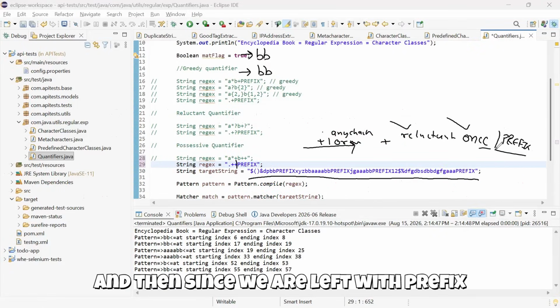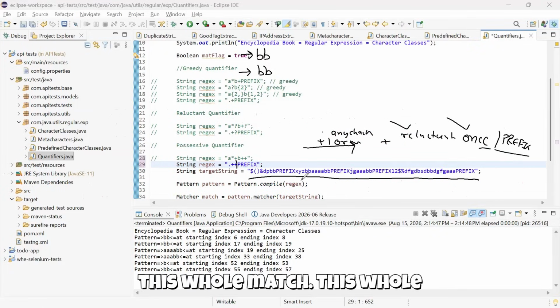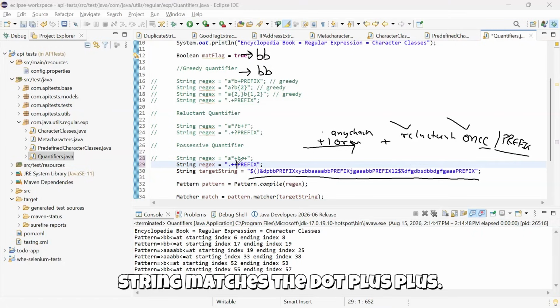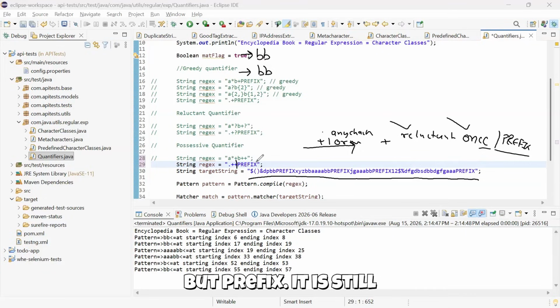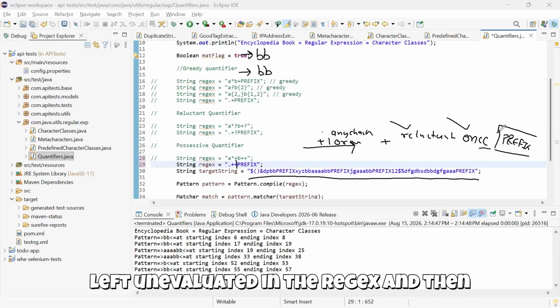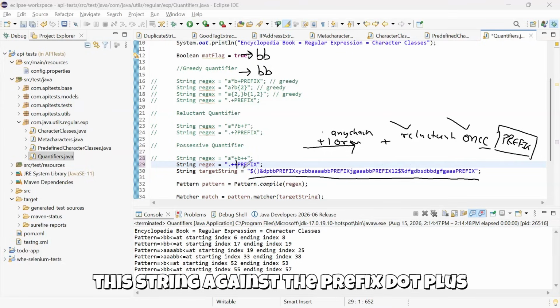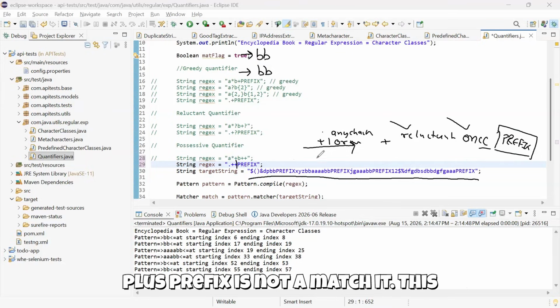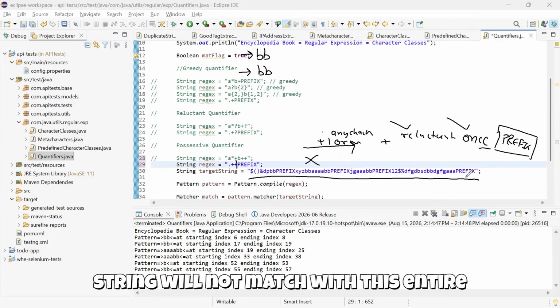And since we are left with prefix, this whole string matches the dot plus plus. But prefix is still left unevaluated in the regex. And then this string against the prefix dot plus plus prefix is not a match. This string will not match this entire regular expression.